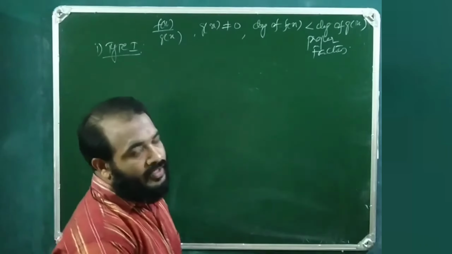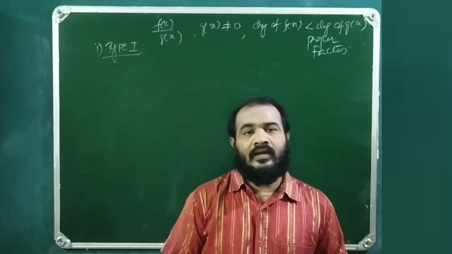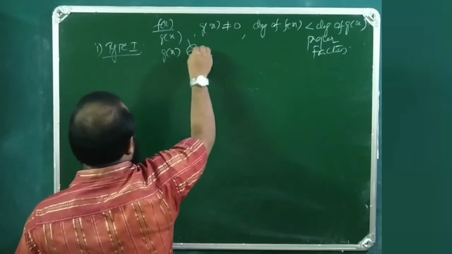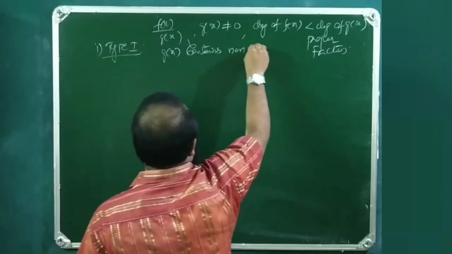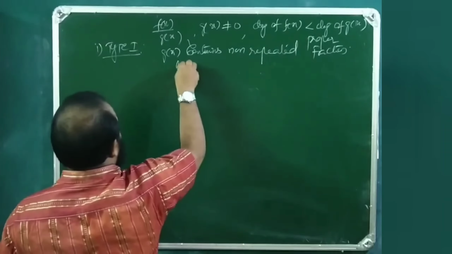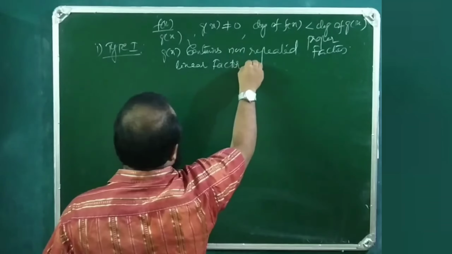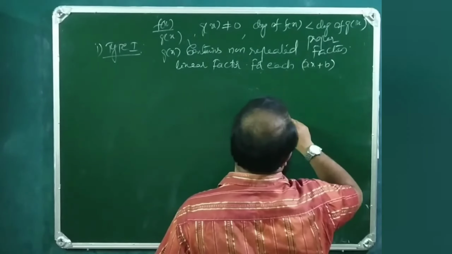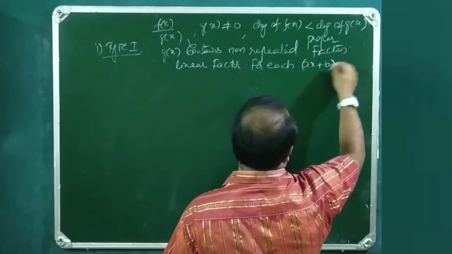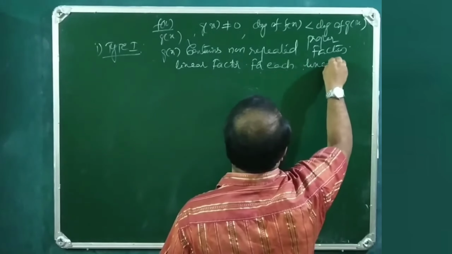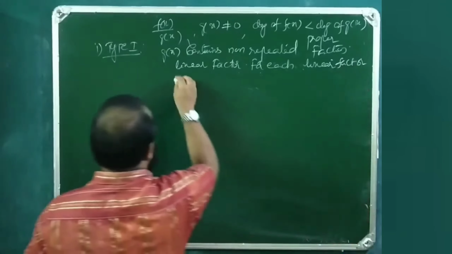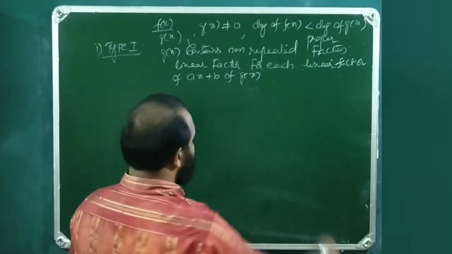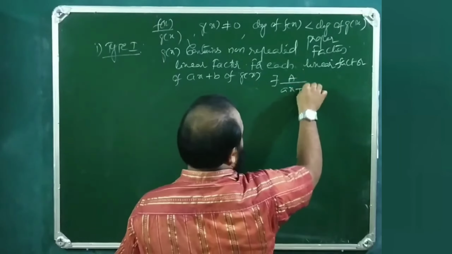So type 1 says, if the denominator g of x contains a non-repeated linear factor, then for each linear factor ax plus b of g of x, there exists a partial fraction of the form A by ax plus b.